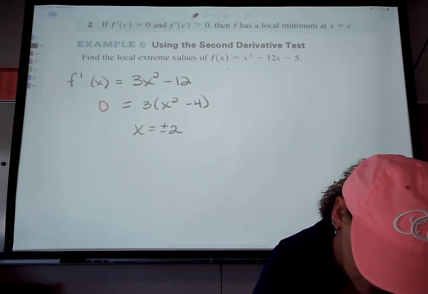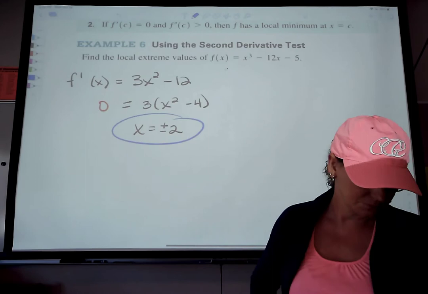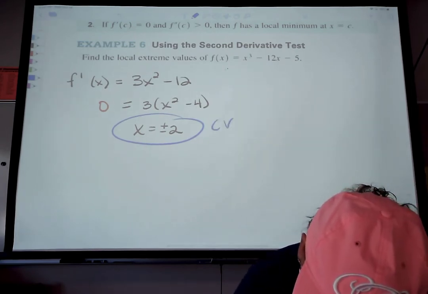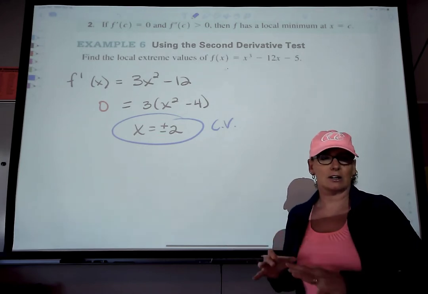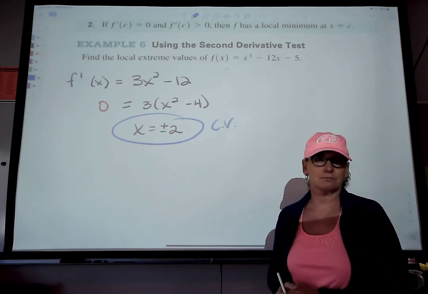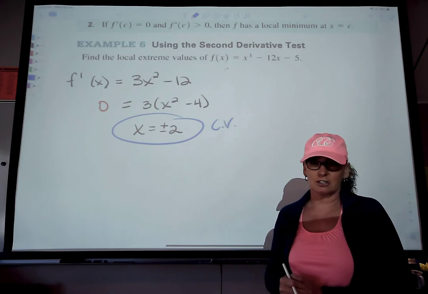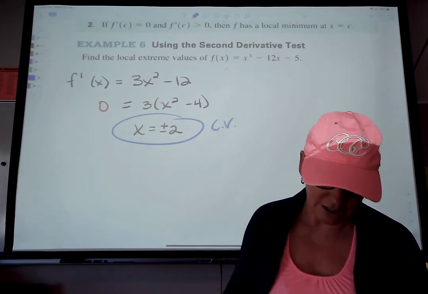Those are my critical values. I think we have like a peak or a valley there at those places. Don't do a sign chart. Do a second derivative.